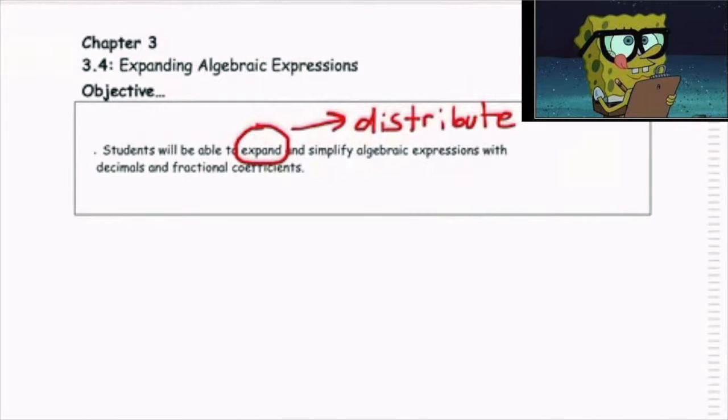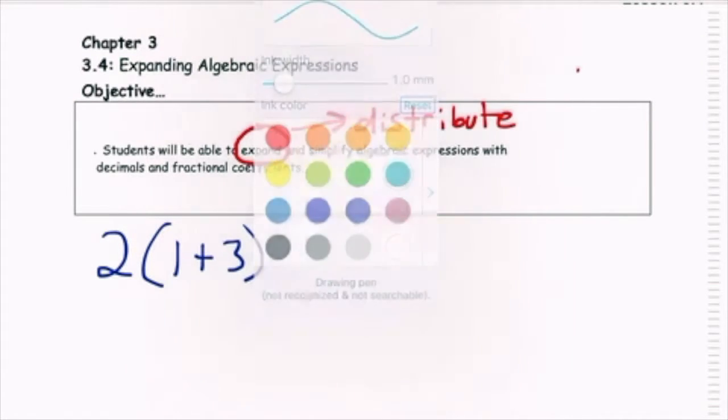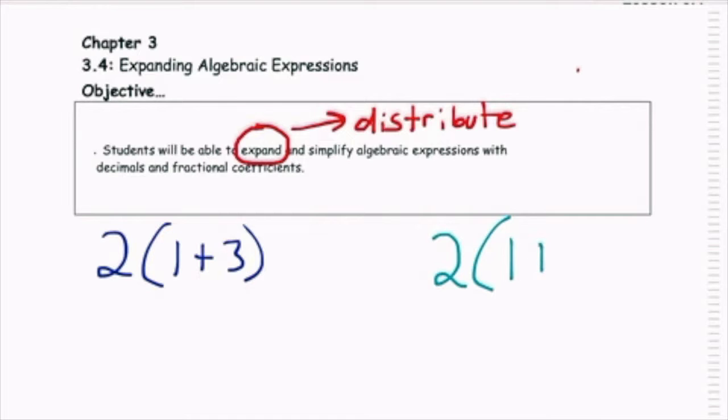So I'm going to show you two examples, and you're going to see how I get the same answer, but I'm using two different techniques. And then I'll go over why we use one technique over the other. So we're going to write down 2 parentheses 1 plus 3, and then we're going to write down the same problem. I'm going to write it in a different color though. 2 parentheses 1 plus 3.